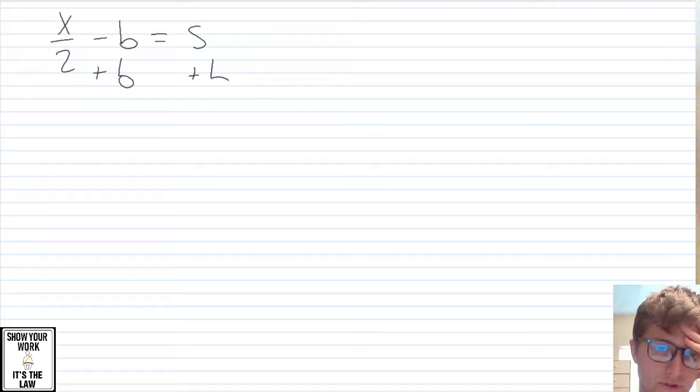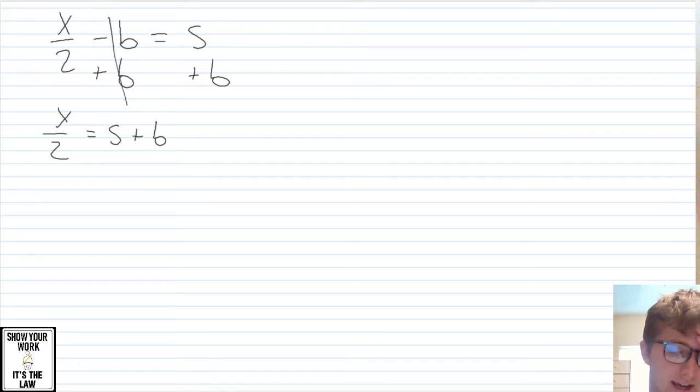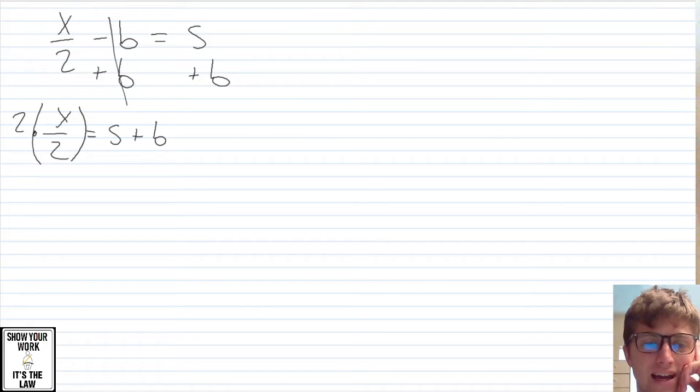What we do to one side, we'll do to the other. These things cancel. We're left with x over 2 equals s plus b. What's happening to x? Being divided by 2. To undo that, we multiply by 2. What we do to one side, we do to the other. Remember, we're doing it to the whole side. So if you need to, put parentheses around it. We're multiplying by the whole side.